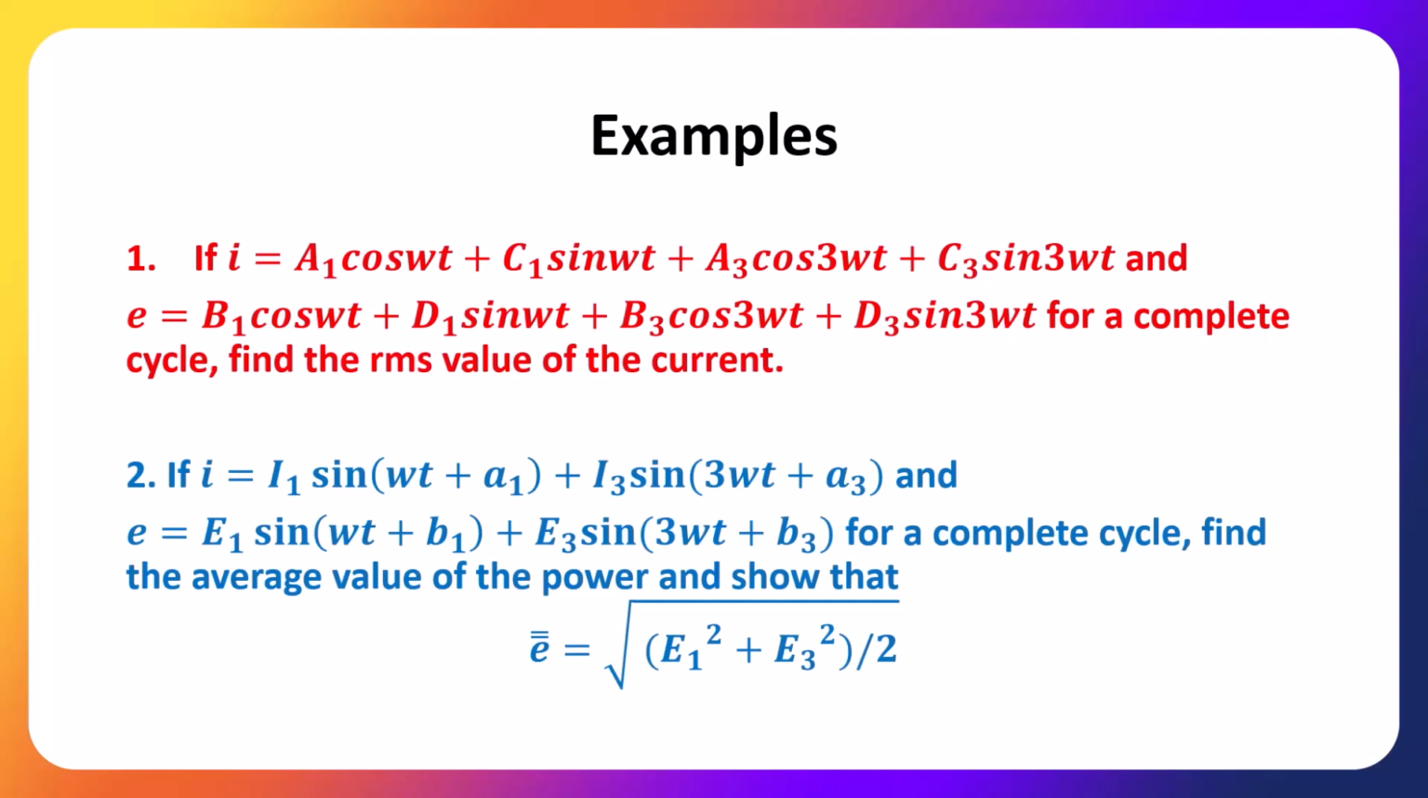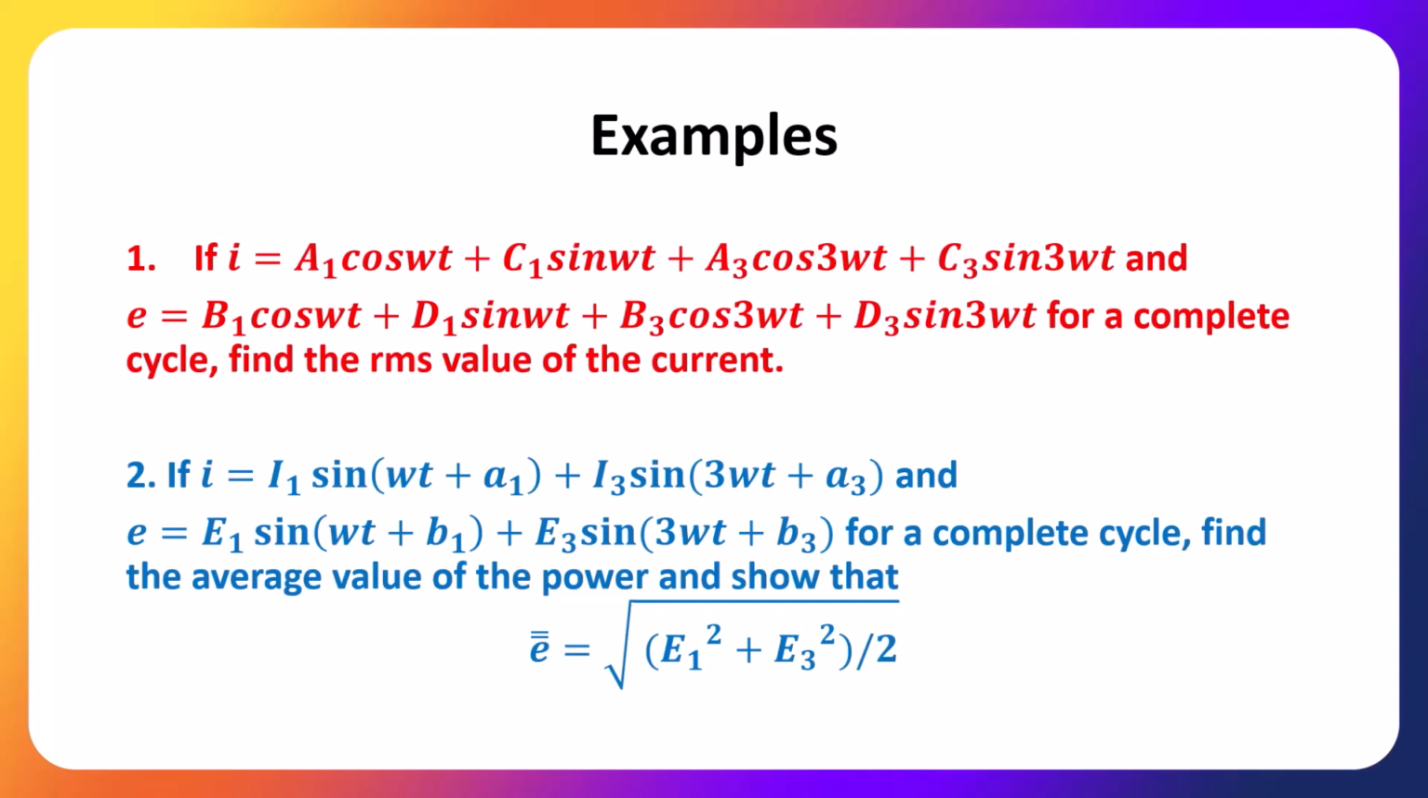So the first one is: if I equals a1 cos omega t plus c1 sine omega t plus a3 cos 3 omega t plus c3 sine 3 omega t, and E is equal to b1 cos omega t plus d1 sine omega t plus b3 cos 3 omega t plus d3 sine 3 omega t. For a complete cycle, we have to find the RMS value of the current. That's the first question.